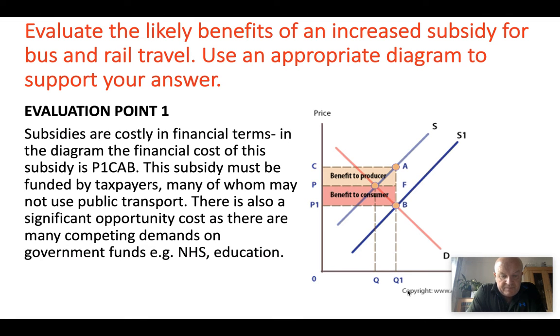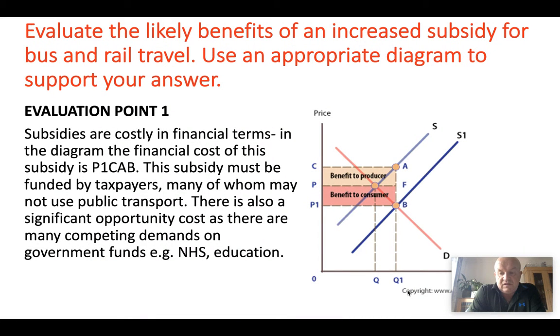Okay. Now, that subsidy is obviously going to be funded by taxpayers. Many of the taxpayers may not use public transport, so they're essentially not gaining any benefit themselves.